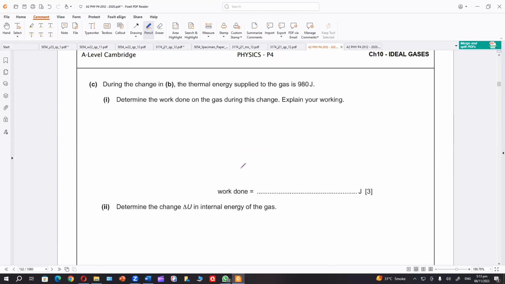During the change in B, the thermal energy supplied to the gas is 980 joule. This is the energy supplied. Determine the work done on the gas during this change. Explain your working. This is the law of thermodynamics. Do you remember the first law of thermodynamics? Delta Q is equal to delta U plus delta W. It's a very important law. And we don't have internal energy.